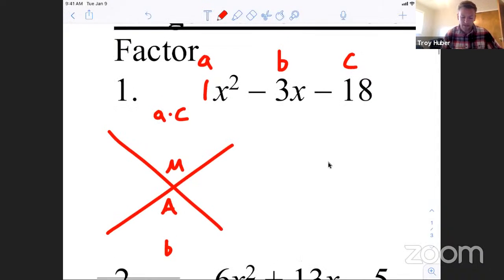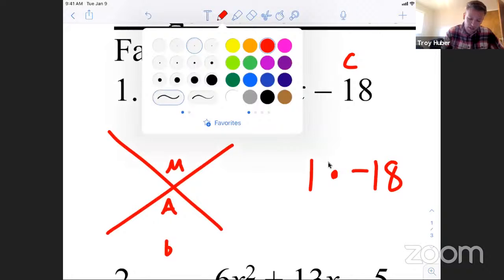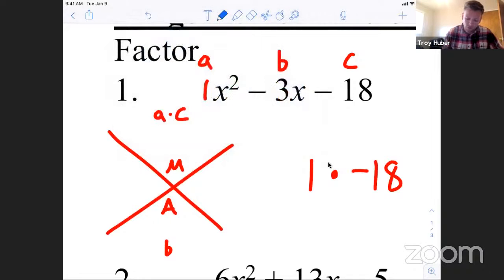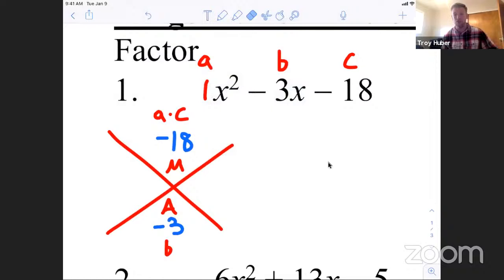So in this problem here, A times C, well, your A value is 1 times our C value of -18. 1 times -18 should give us that we are going to multiply to -18. And then we add to our B value, which in this case we said is -3. So that's our original setup.